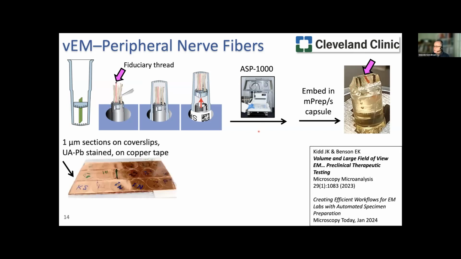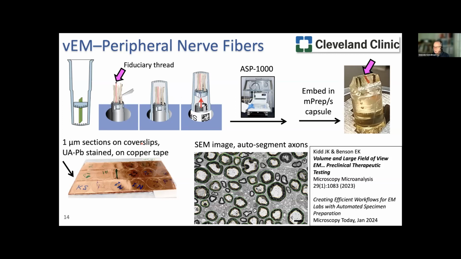Sections were then cut from these in an array tomography-like approach, but not strictly array tomography, although the imaging was simpler. 1 micron sections were placed on cover slips. They were uranyl and lead stained on the cover slips, placed on copper tape, placed into the SEM, and with the SEM that can use low voltage, primarily backscatter imaging, to image all of these different axons from these different specimens in a detailed way. And then these can be auto-segmented and analyzed.